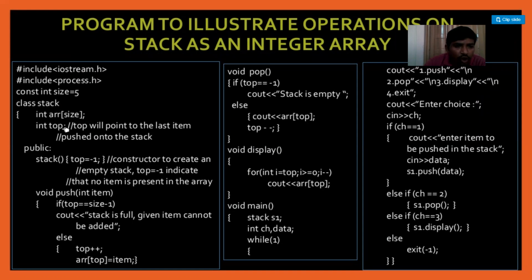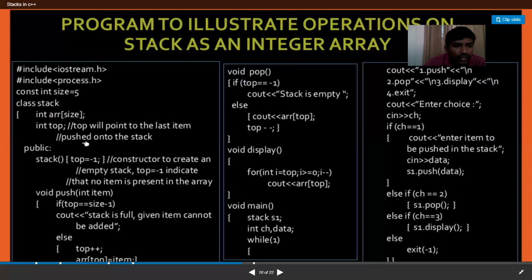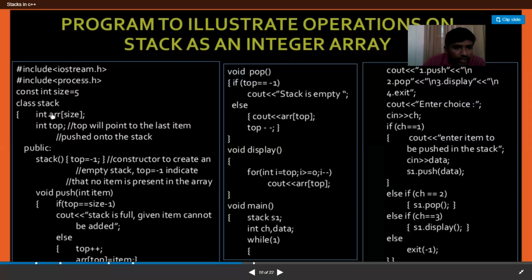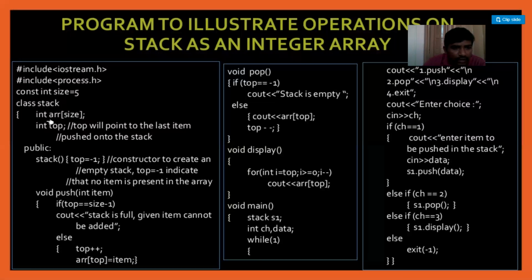Then the next one is the top variable. We already know that top will point to the last item pushed into the stack. It always points to the current element index. That is two variables we are declaring here. The first variable is the array variable with a size of 5. The second variable is top.